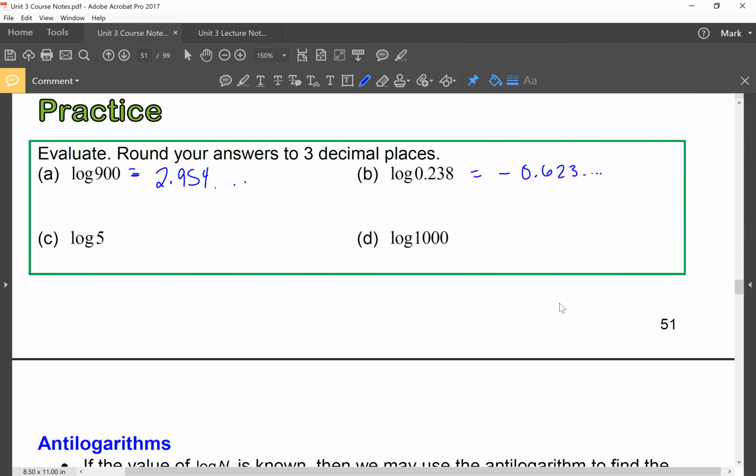Why don't you guys try C and D? So, did anybody get log 5 on their calculators? Should be pretty easy, should only take you 2 seconds. 0.699. Log 1000, that's a good one: 3. Again, I'm just using my calculator for this.